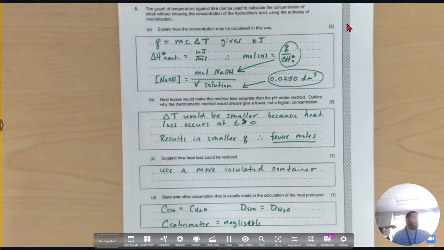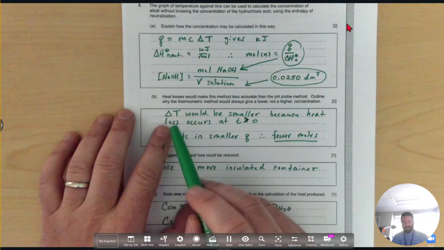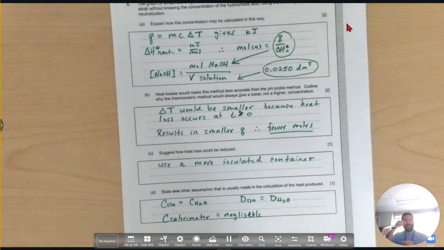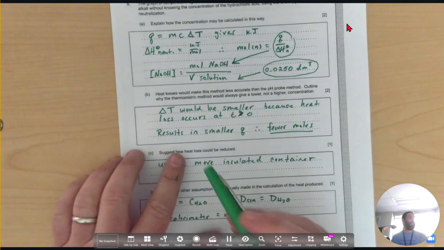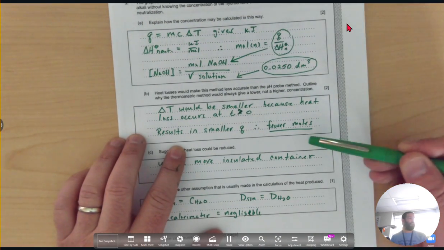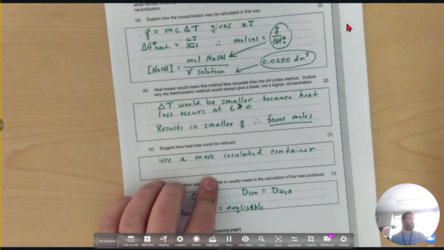So B says heat loss would make this method less accurate than the pH probe. Outline why this method would always give a lower, not higher, concentration. Well, because that heat loss is occurring, the change in temperature would be smaller. You wouldn't measure as high of a maximum temperature because heat is lost instantaneously once the reaction begins. That means the value for Q will be smaller. If the value for Q is smaller, then the amount of moles will be smaller. And if the amount of moles is smaller, the concentration will be smaller.